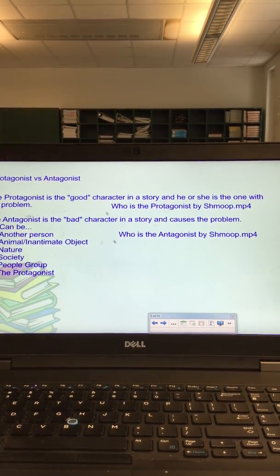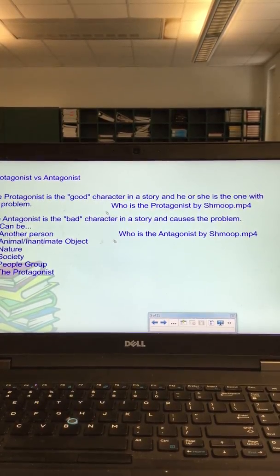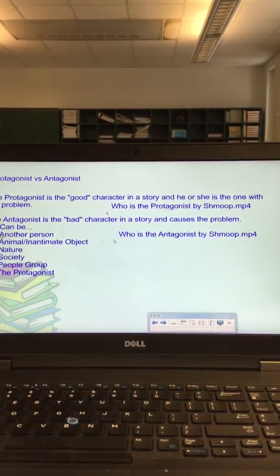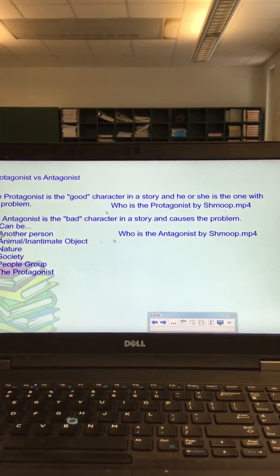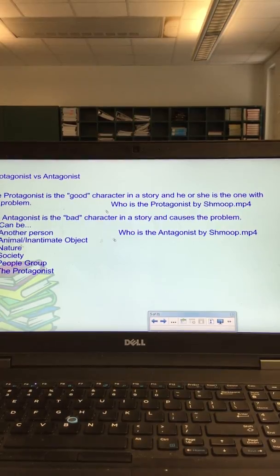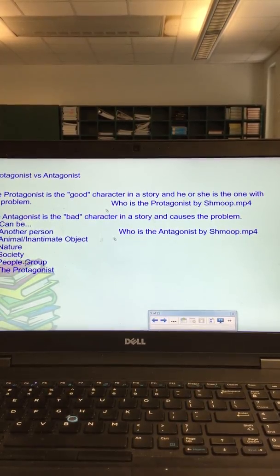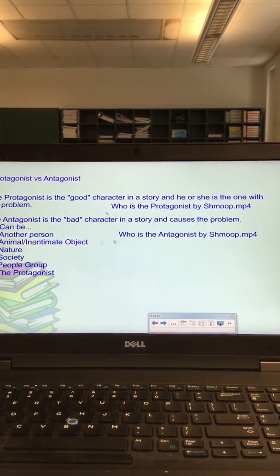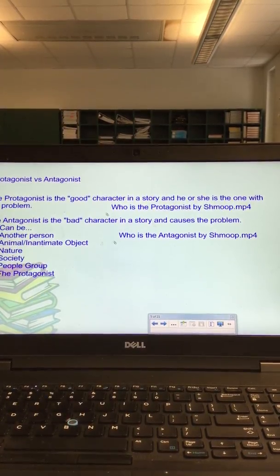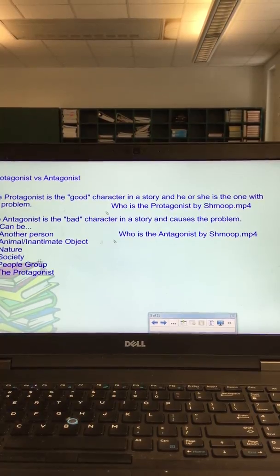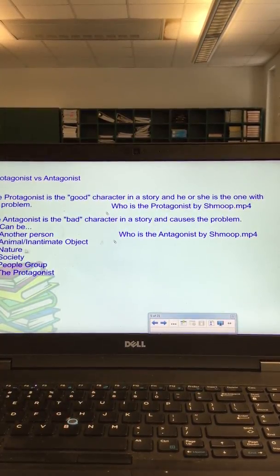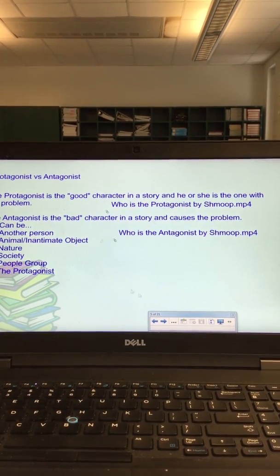So again, the discussion would be, what did the students notice about the antagonist? The teacher would also be careful to explain that an antagonist is not only another person, it can sometimes be an animal or inanimate object, nature, society, a people group, or the protagonist itself. So representing the different types of conflict that can exist within a story: character versus self, character versus society or a group, character versus nature, or a character versus another character.